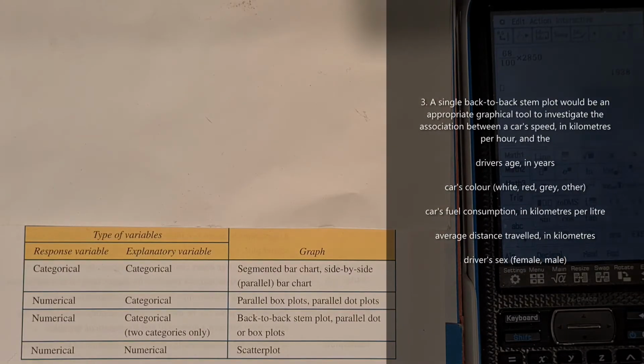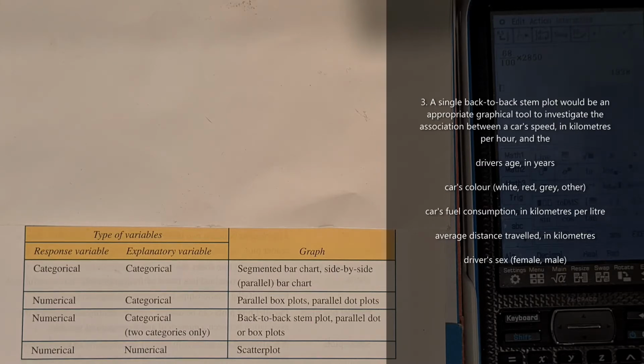A single back-to-back stem plot would be an appropriate graphical tool to investigate the association between a car's speed in kilometers per hour and what other variable. We've got this chart in our notes. If we look at a back-to-back stem plot, the types of variables that are best displayed in a back-to-back stem plot is a numerical variable and a categorical variable that only has two categories.